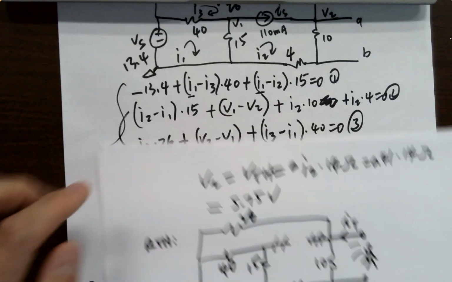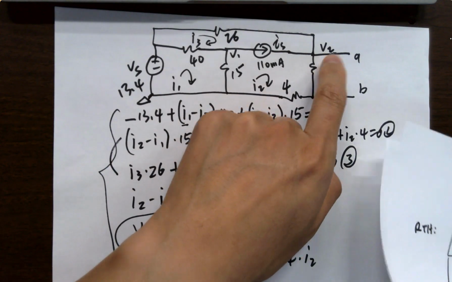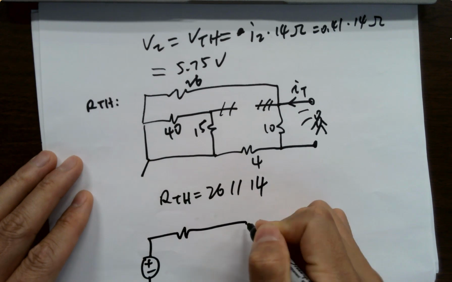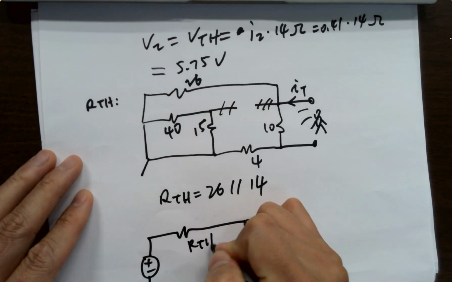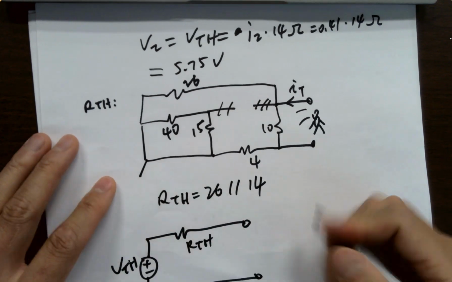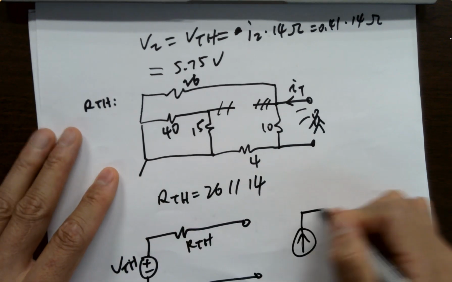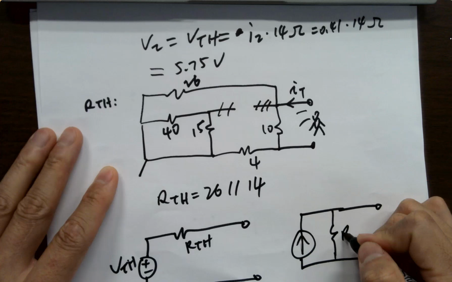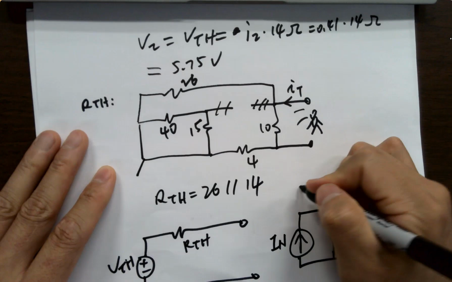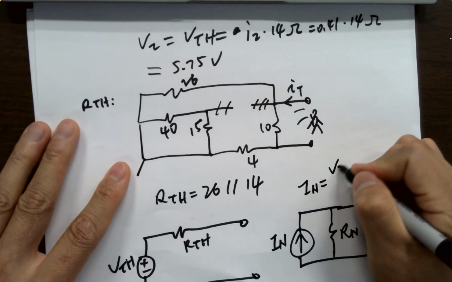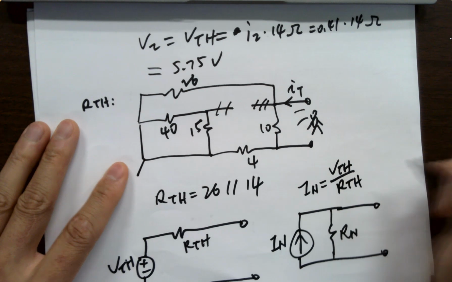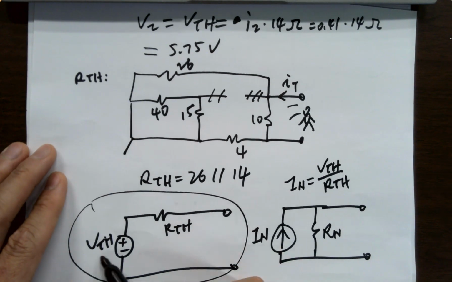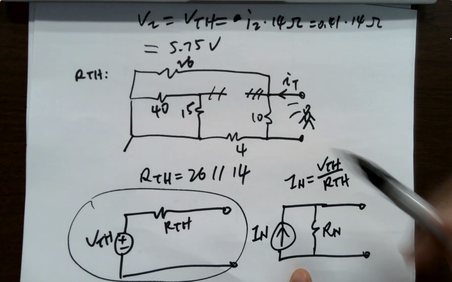So if you have RTH, you have VTH. You can get everything, right? So VTH in series with RTH. If it's asking for Norton, it's converted to Norton, and you don't have to recalculate it. This is Rn, this is In. So In equals what? VTH over RTH. So if you know the VTH and RTH, you can directly convert to here without recalculating everything.